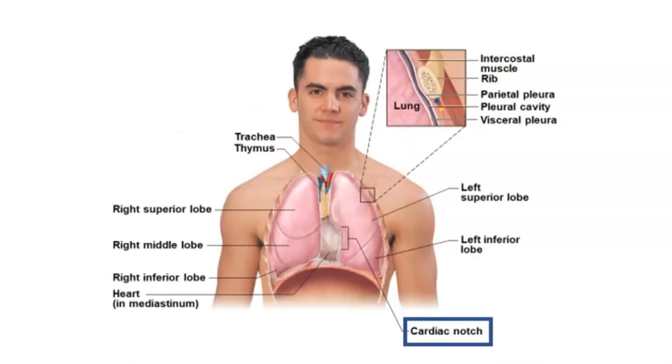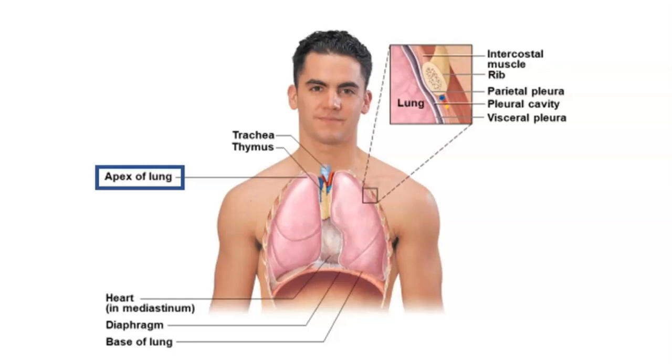We see that the cardiac notch is an indentation that's located in the medial side of the left lung where the heart rests. So recall that the heart, or at least most of the left side of the heart, rests to the left of the midline, and as a result, it takes up some space that makes the left lung a little bit smaller as a result of that. And we see that the left lung has a small notch in it, the cardiac notch, to accommodate the heart. We don't see a cardiac notch in the right lung.